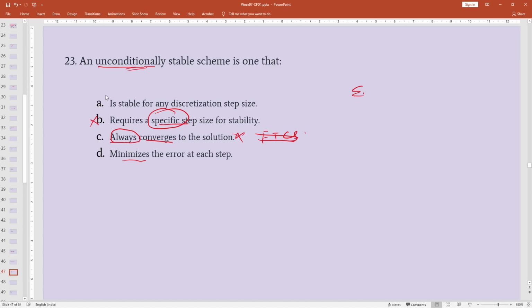So from the options, only A suits the solution. That the unconditional scheme is stable for any discretization time step. That itself is intuitive from the word unconditionally stable. So the answer is option A.